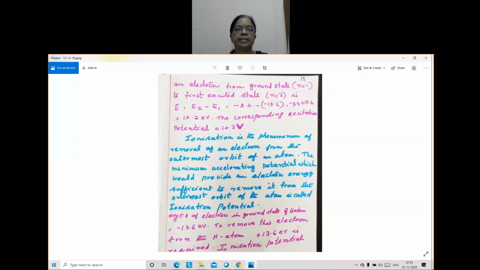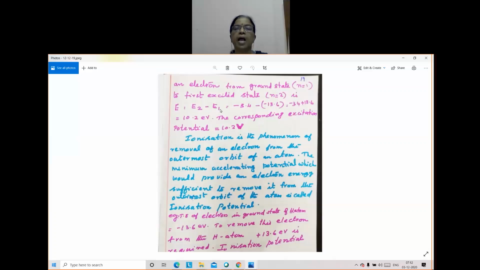Ground state energy, how will you calculate? Minus 13.6 by 1 square. First excited state energy, how will you calculate? Minus 13.6 by 2 square. Like that we calculated these values. Minus 13.6 by 2 square is minus 3.4. Minus 13.6 by 1 square is minus 13.6. So that energy difference you have to find out. When you find the difference, that will give the energy difference between the two energy levels.